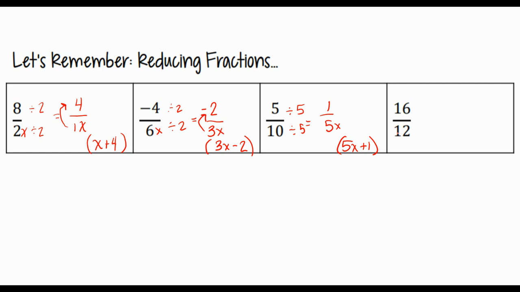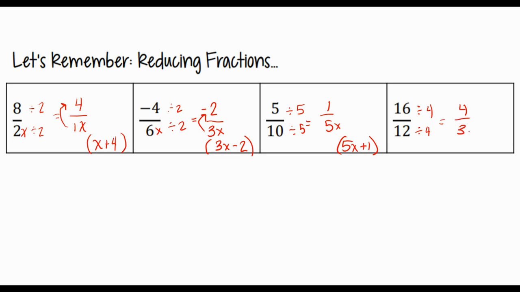Now 16 over 12. Let's reduce this. 16 over 12. You could reduce by 2, but I know a larger number that goes into both, and that is 4. So I can divide this by 4, this by 4. It's important you take the greatest common factor out. So then we would get 4 over 3.